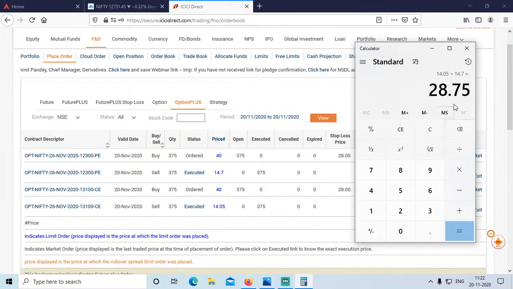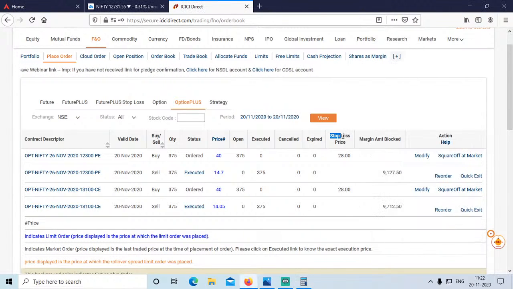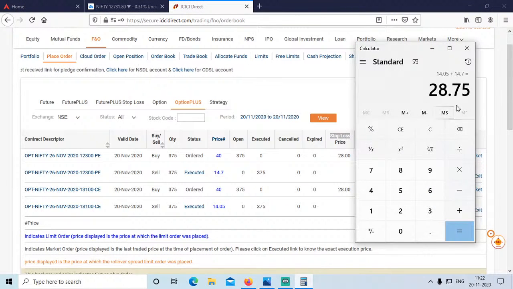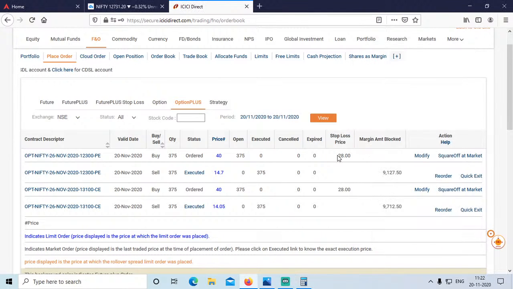Adding together, it is coming as 28.75. Okay, we put it as a stop loss price. If you see the stop loss price, it's here 28. So together it is coming as 28.75. So whenever you add this, the stop loss should always be less. So currently the stop loss is 28.